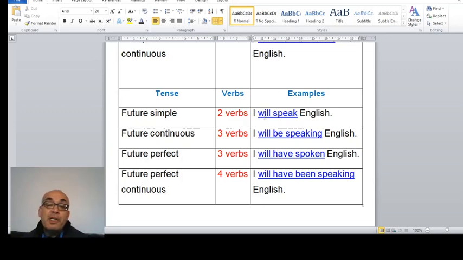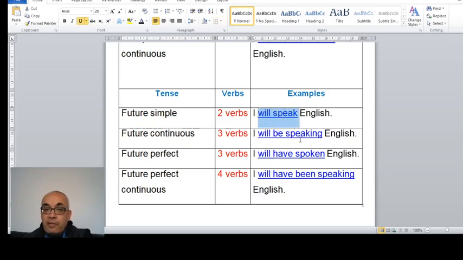But some grammar books say future is not a tense, because you cannot use one main verb to make future. Of course, unless you use present simple or present continuous, that's different. But if you want to use will or shall, you cannot make future. You have to use will and another main verb, or shall and another main verb. So future simple, two verbs, will speak.